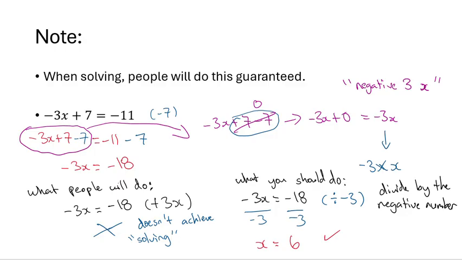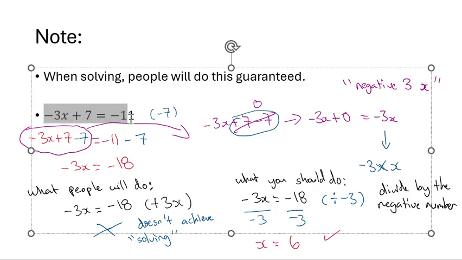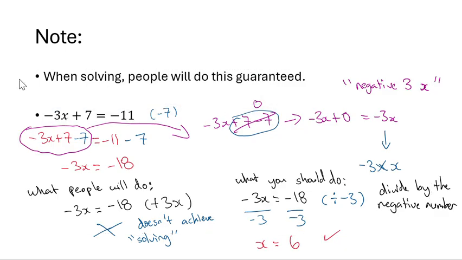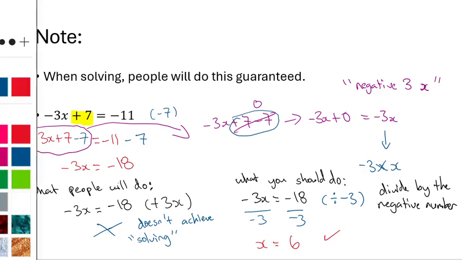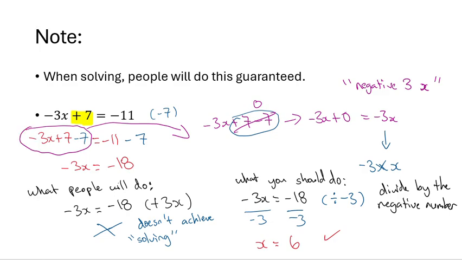So let's just look at a general example. I have negative 3x plus 7 equals negative 11. As you can see here, I'm trying to get rid of plus 7. So what I'm going to do is minus 7 to both sides. So negative 3x plus 7 minus 7 equals negative 11 minus 7. Now on the right hand side, I've circled it in purple, but I've brought it here just to explain what goes on, and I'll just rewrite this again.